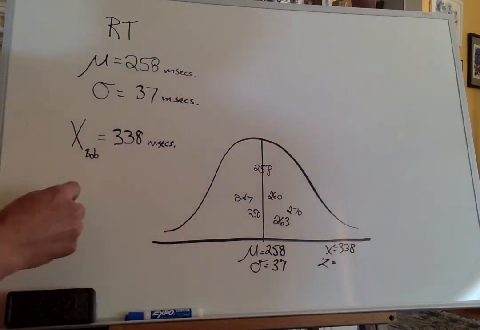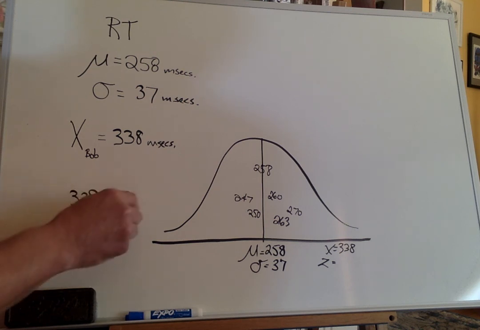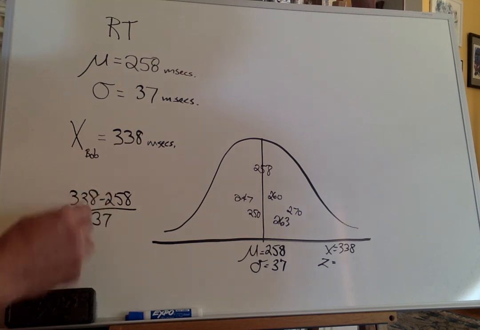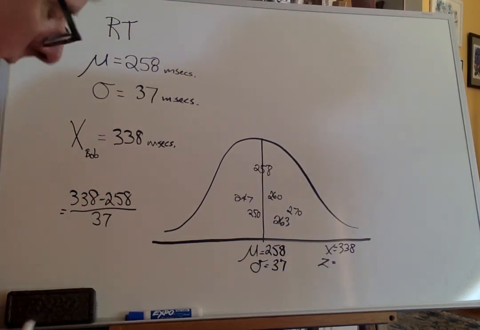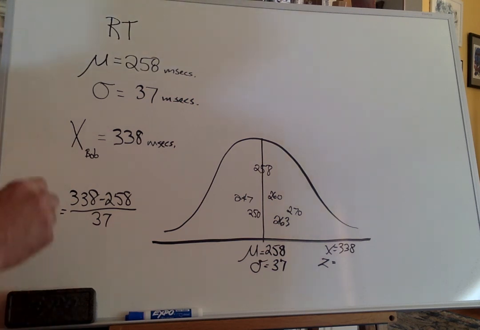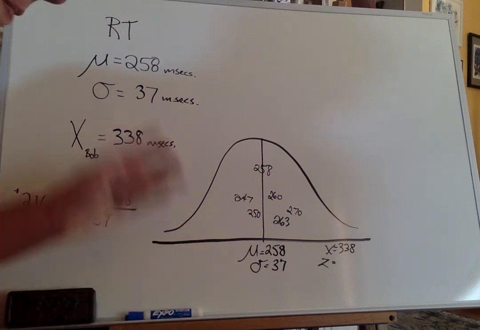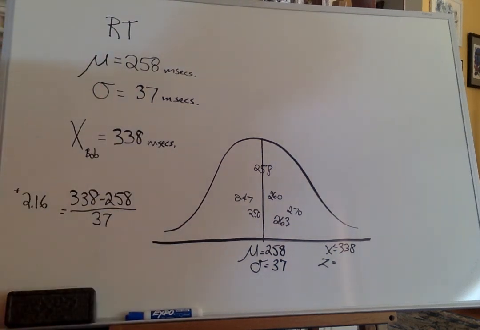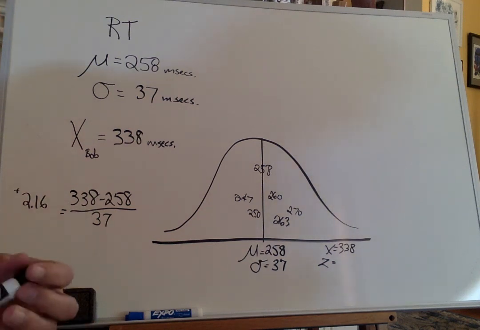What is Bob's z-score? Well, let's do this. 338 minus 258, divided by 37. Bob's z-score is 2.16. Okay? Is that the same as we got on the other one? I just made up these numbers. Bob's z-score is 2.16. Wow, that's out there, man. More than 2 standard deviations away from the mean.